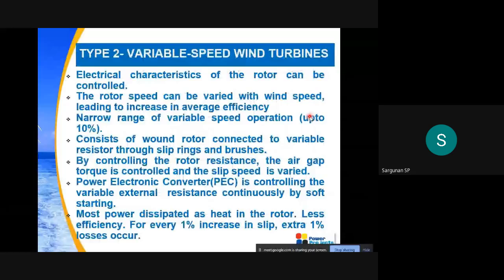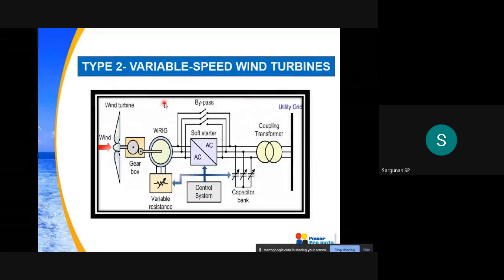Similarly, here you can see this is the type 2 wind turbine. The type 2 wind turbine is almost similar to the type 1 wind turbine, but here we have a variable resistance, so that we can increase or decrease the speed and also increase the generation. That is the reason why we go with this variable speed wind turbine. Apart from that, the other things are almost all the same. You can see the soft starter, the bypass switch, and the capacitor bank.